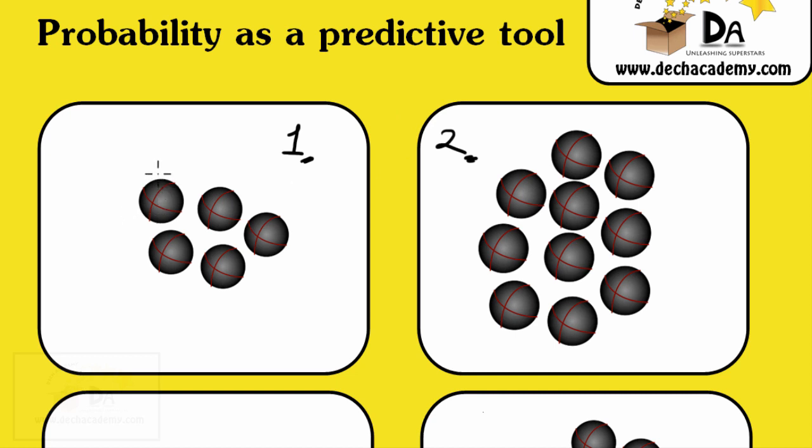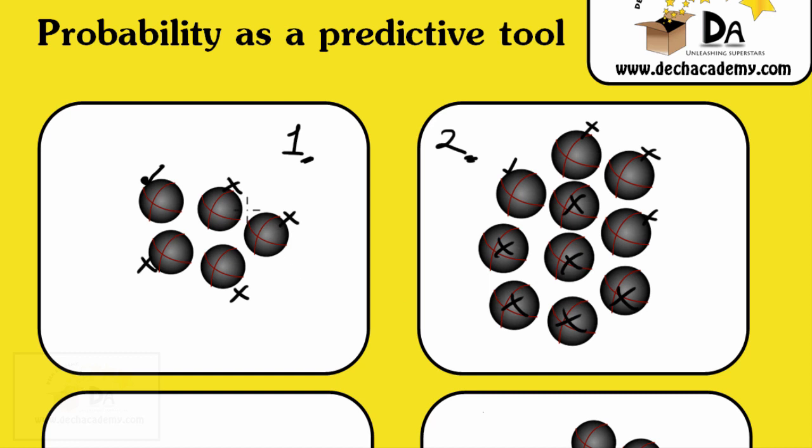In case 1, there are 5 spheres. Assuming this sphere was the one with the golden coin, that means I'll be wrong if I chose this sphere, this sphere, or this sphere. In case 2, if this sphere was the one with the golden coins, then I'll be wrong if I chose any of the other nine spheres.